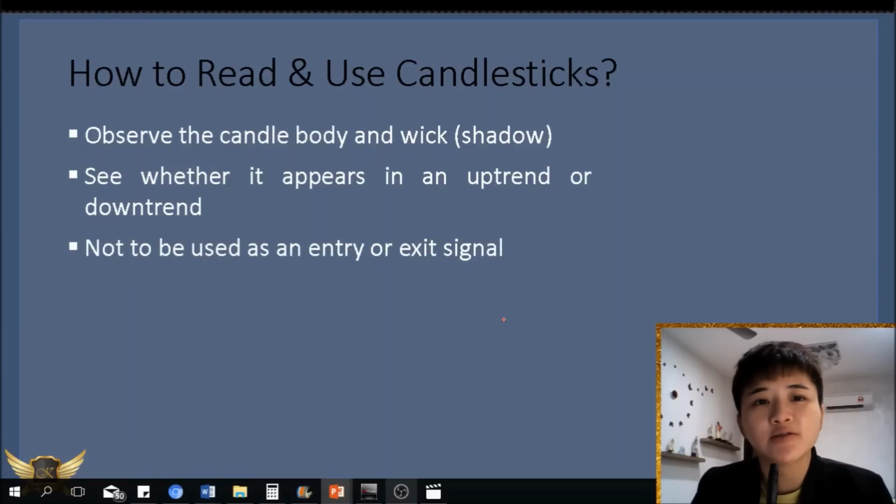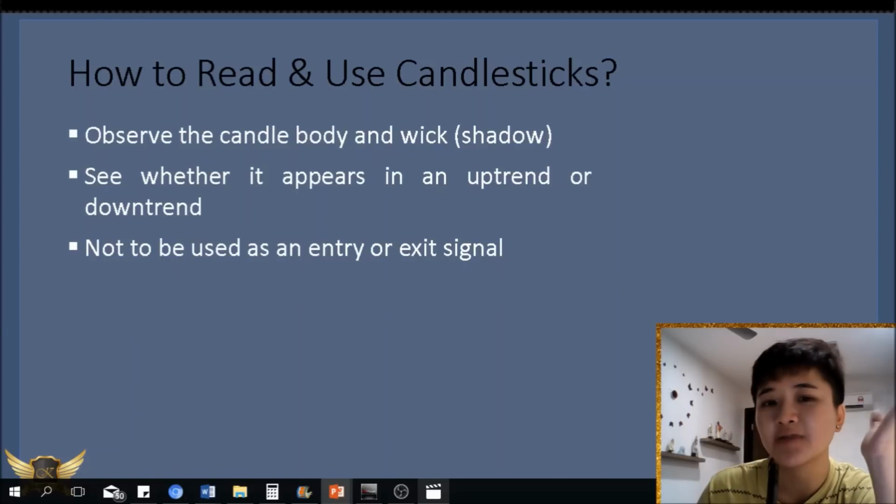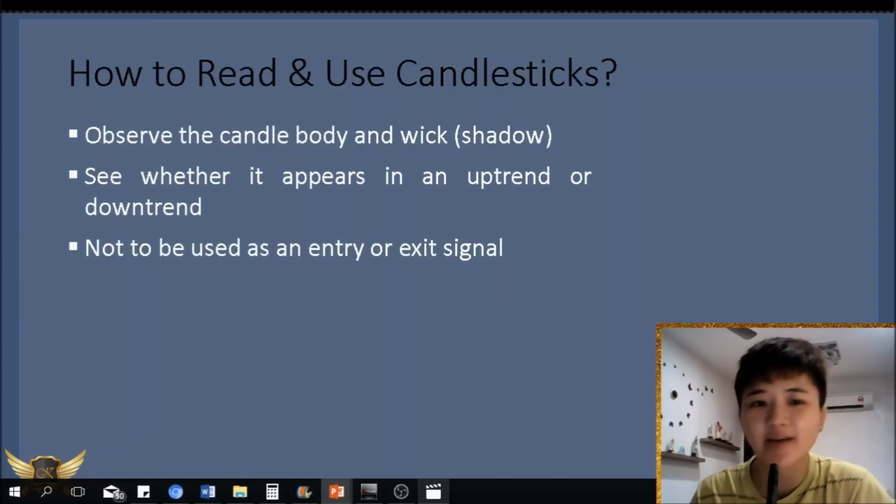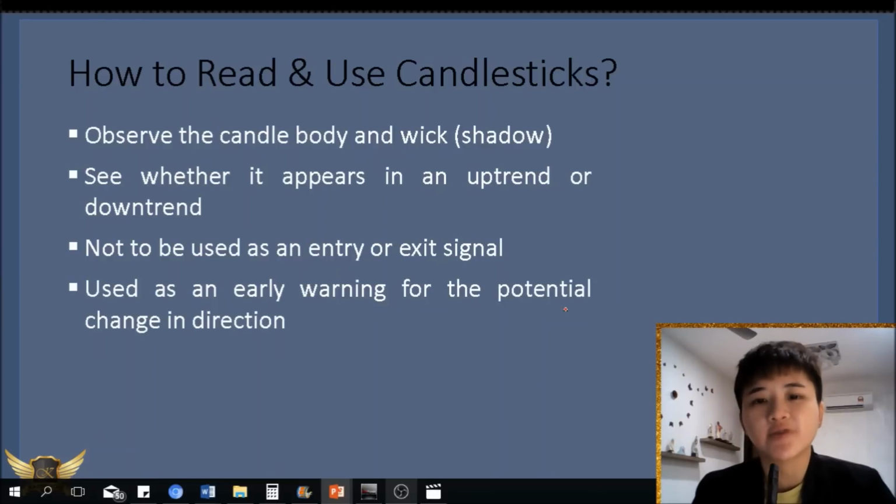One very important thing, don't use candlesticks alone as an entry and exit signal. You need a lot more indicators for you to confirm that you can enter this trade. Now with that said, there are some people who use it for exit. If it works for you, then fine. There's no black and white when it comes to indicators. If you don't use it to exit, you can use it to scale up or reduce your position size. Whatever works for you. And you use it as an early warning for potential change in direction.